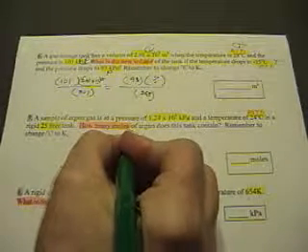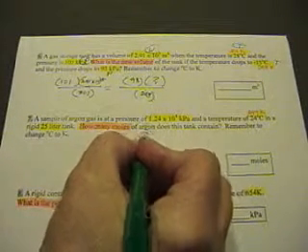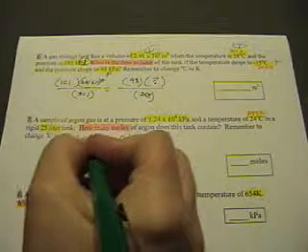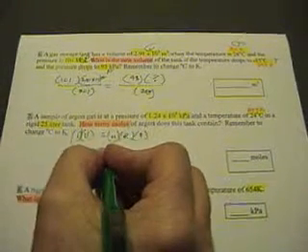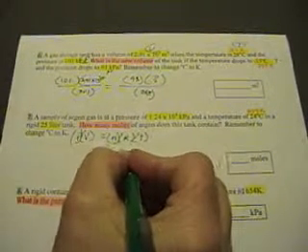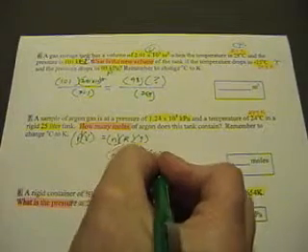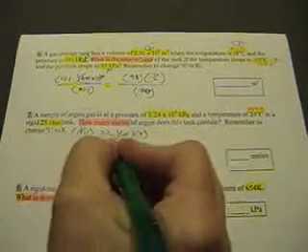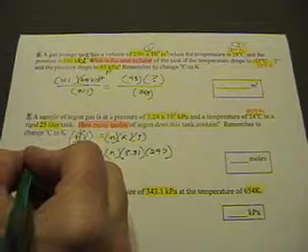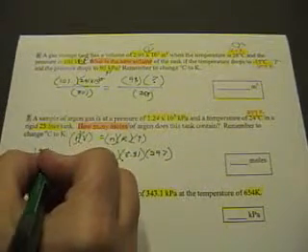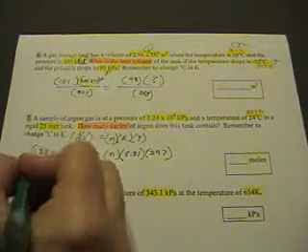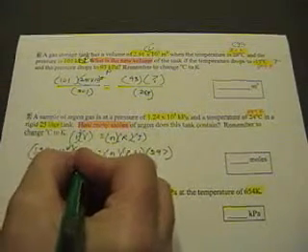Number 7, how many moles? So we're looking for PV equals nRT, right? Alright, so R is 8.31, the temperature is 297, the pressure is 1.24 times 10 to the 4th, and the volume is 25.